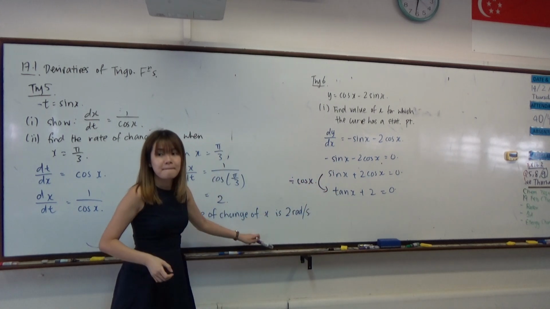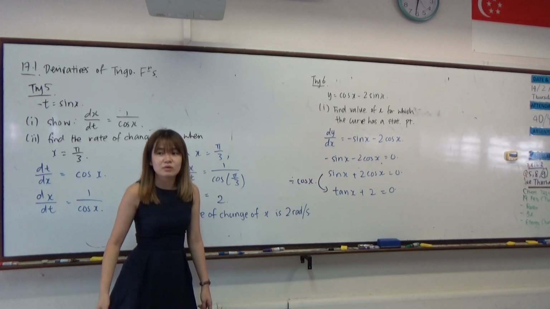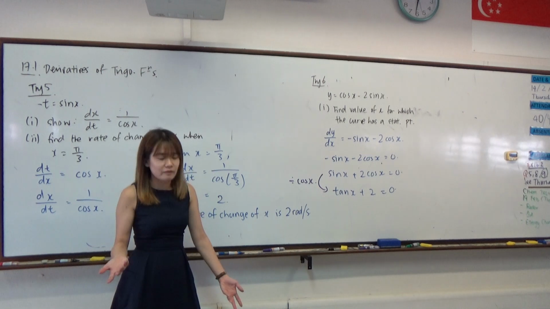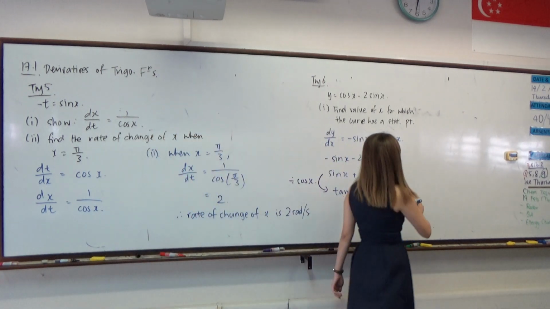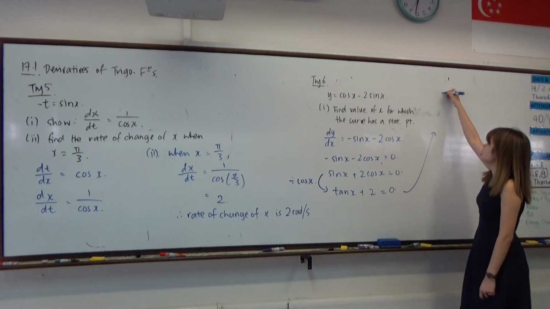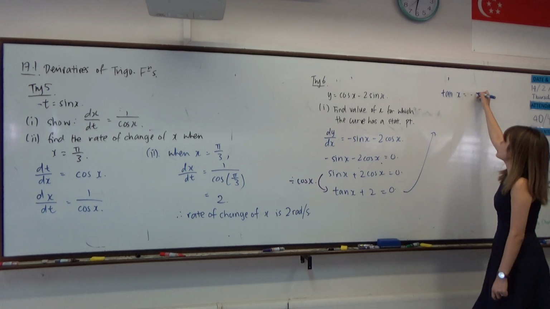What do you mean divide by sine? Then you get what? Cosine over sine, then cotangent. Can you solve cotangent? What is cotangent? Then tangent x plus 2 is equal to 0. So therefore, tangent x equals to negative 2.